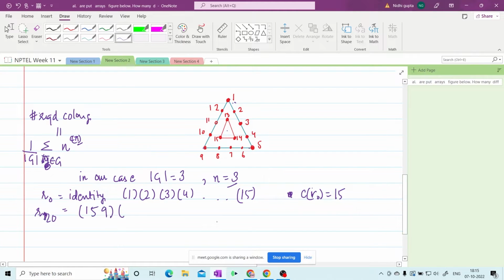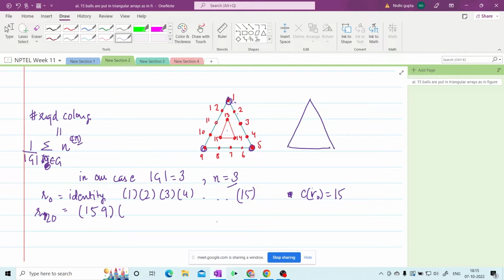And similarly, these 3 balls will be changed. So we'll have this after rotating by 120 degrees. 1 will go here, 5 will go here, 9 will go here. Now this 2, so 1, 2, 3, rotating by this edge is this edge. So now this is 1, 2, 3, 4, 5.